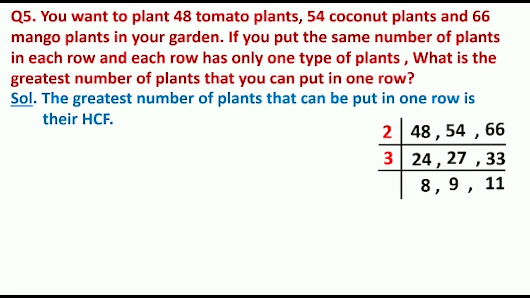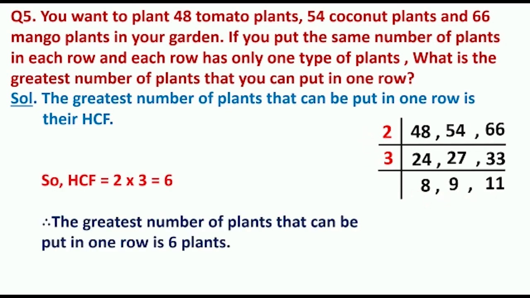After this, 8, 9 and 11 do not have any common factor, so we will stop here. So the HCF will be 2 into 3, which is equal to 6. So the HCF is 6. Therefore the greatest number of plants that can be put in one row is 6 plants. So our answer is 6 plants here.